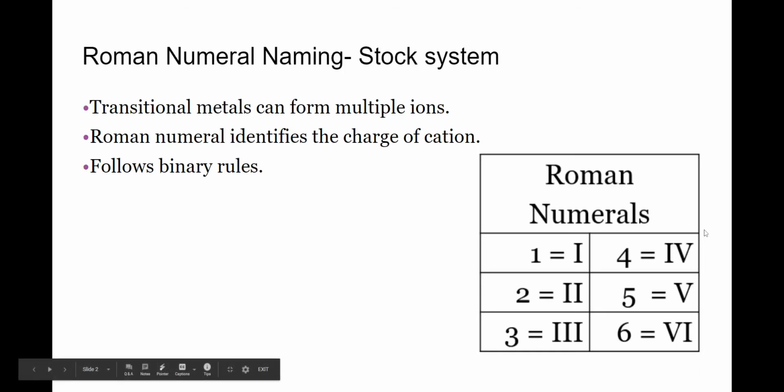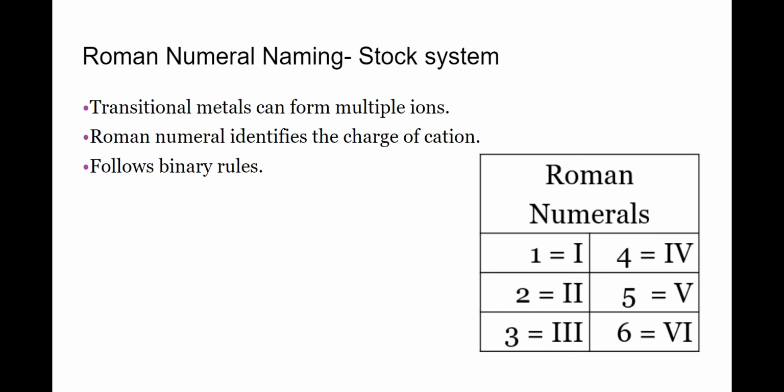Hello, ladies and gentlemen. Today we're going to talk about Roman numeral naming, the stock system. So this set applies to the transition metals, the D block. In order to name those D block transition metals, we have to use these Roman numerals. And the reason is that transition metals can form more than one ion.